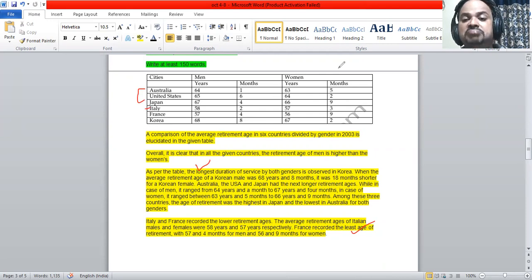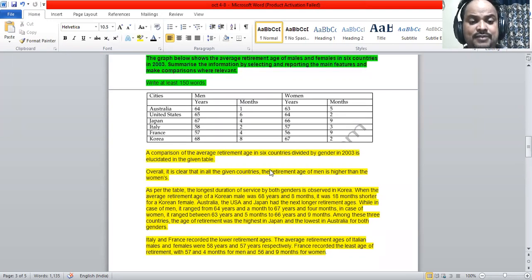So the data, we have presented the table in a complete form. We have got a clear-cut introduction. We've got a perfect overview, and we have grouped all the data in a specific manner, in an orderly manner. So right now it's complete. Let's have a look again.